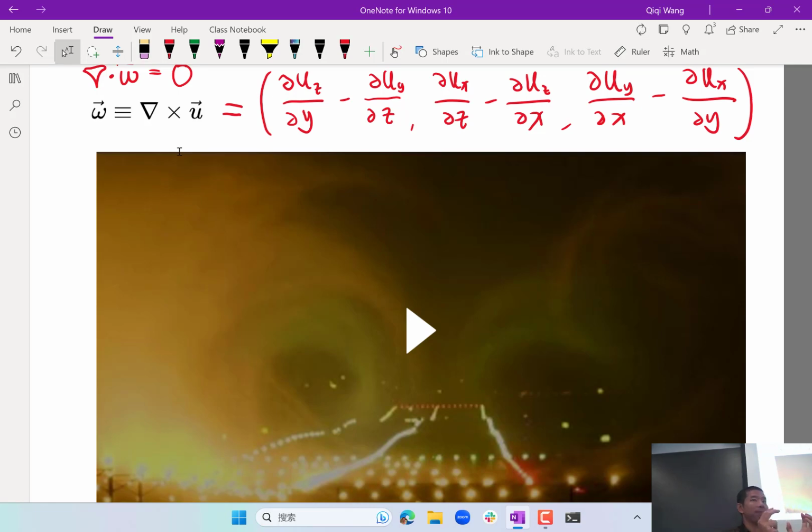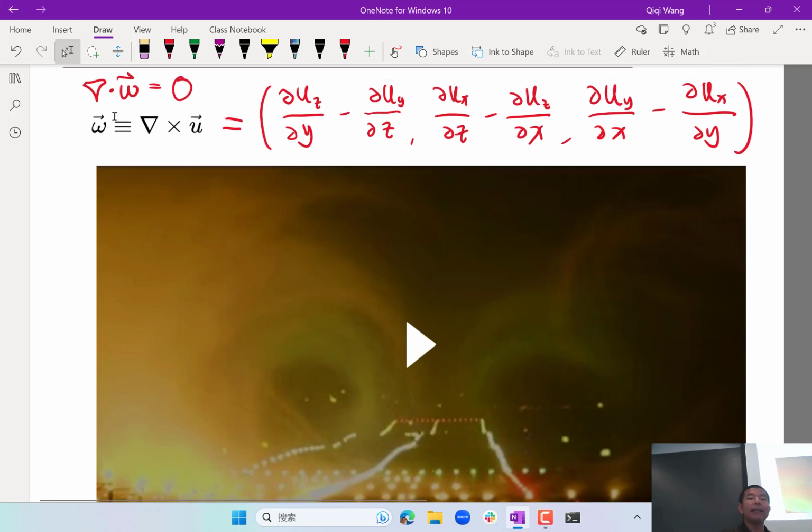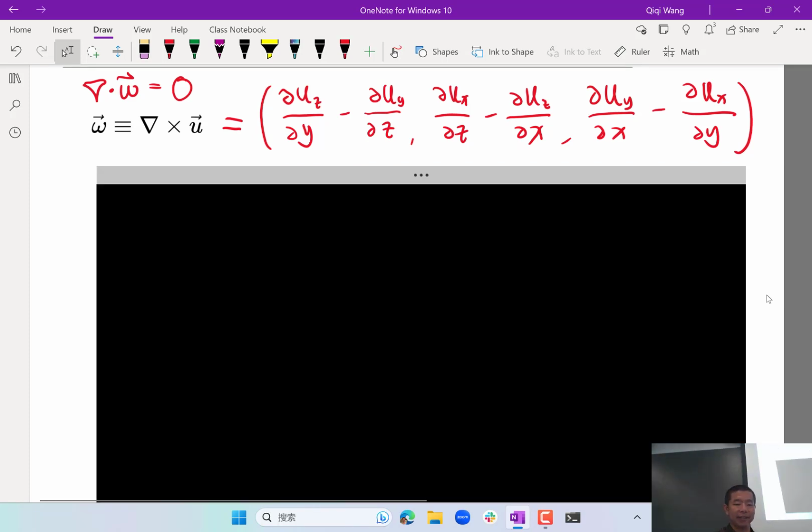By the divergence theorem, the influx is equal to the integral of the divergence of vorticity inside this small volume, which by this equation has to be 0. Therefore, the influx of vorticity into any control volume has to be 0. What does that mean? That means a vortex cannot end in a fluid. It has to either end on a solid body or extend all the way to infinity, just like what we see in a video like this.